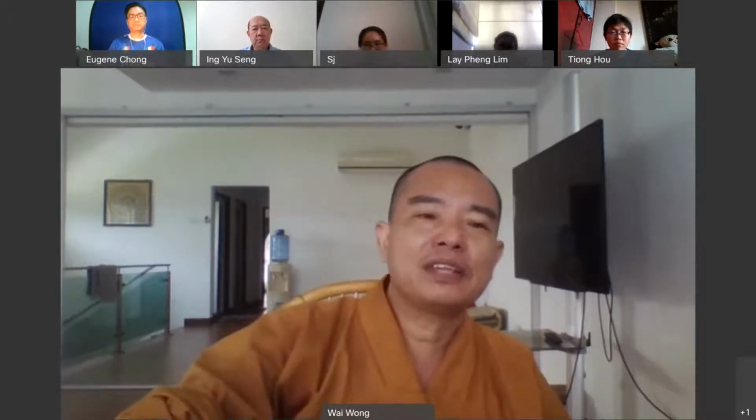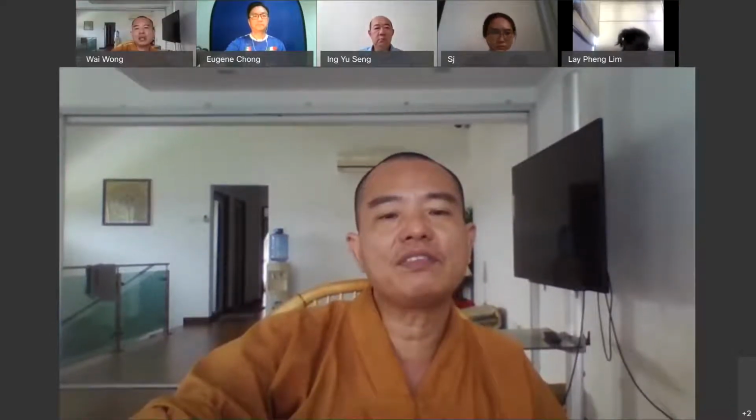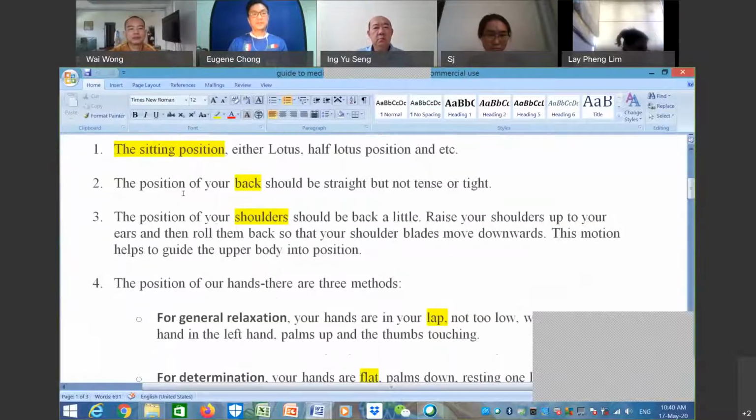Okay, so next, we'll go to the sitting posture. The 7 points of a meditation posture are, okay, Eugene, can you please read out to me? Position: either lotus or half lotus position, and so on. The position of your back should be straight but not tense or tight. The position of your shoulders should be back a little. Raise your shoulders up to your ears and then roll them back so that your shoulder blades move downwards. This motion helps to guide the upper body.